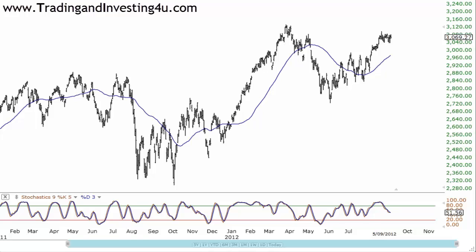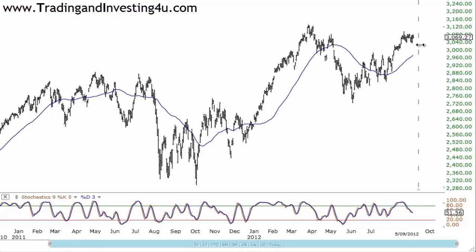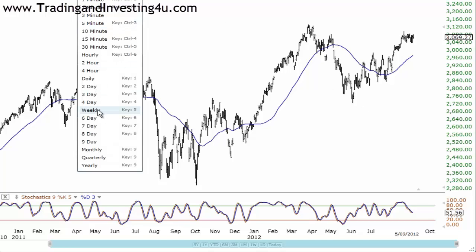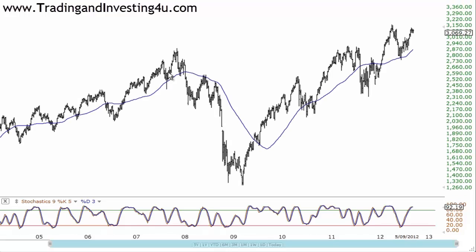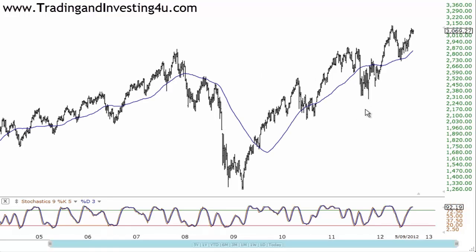Let's get into the daily chart. But what we always need to do is get the bigger picture first, and then we hone in on the daily chart. So the bigger picture is we go to the weekly chart first. Click on the weekly chart, and now we get a bigger view of what's happening here.